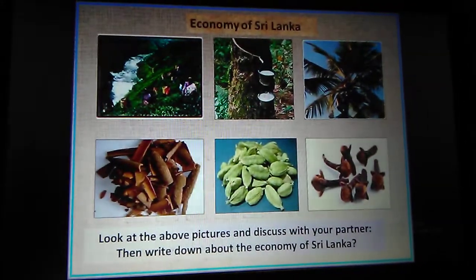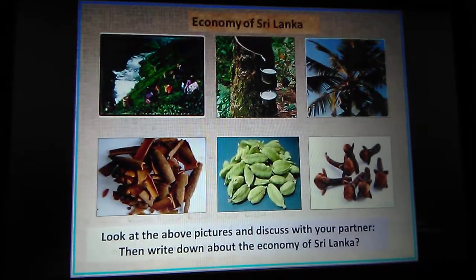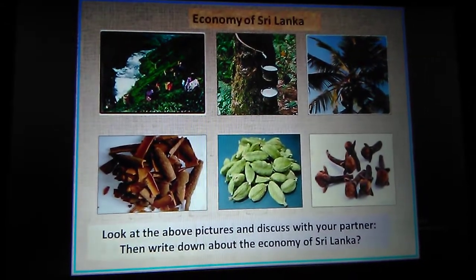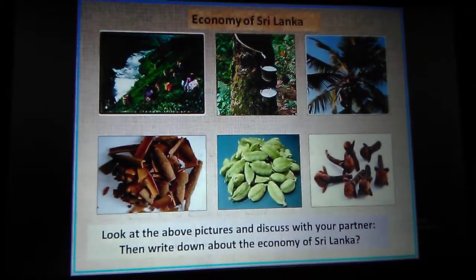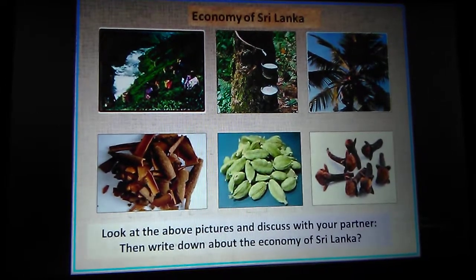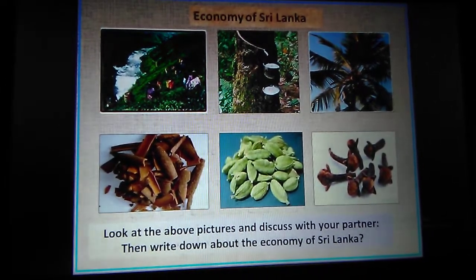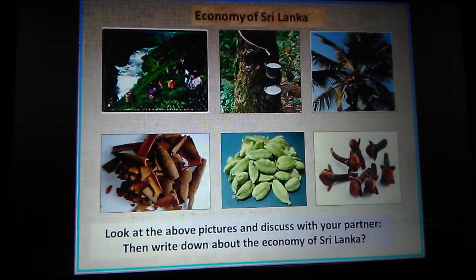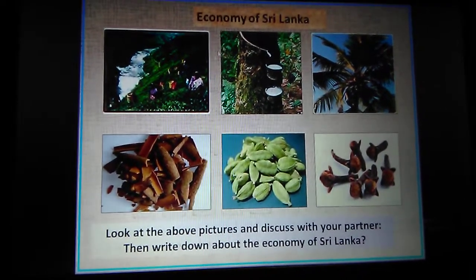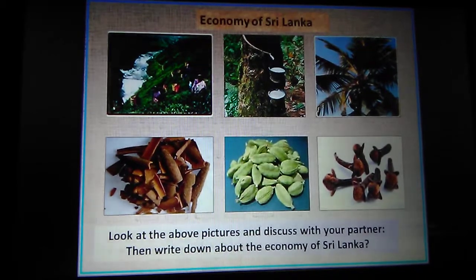Now try to learn about the economy of Sri Lanka. Look at the picture. Actually, Sri Lanka's economy is based on this picture. You can guess these are the spices, this is the coconut, this is the rubber, and this is the tea. So the economy of Sri Lanka is based on these.